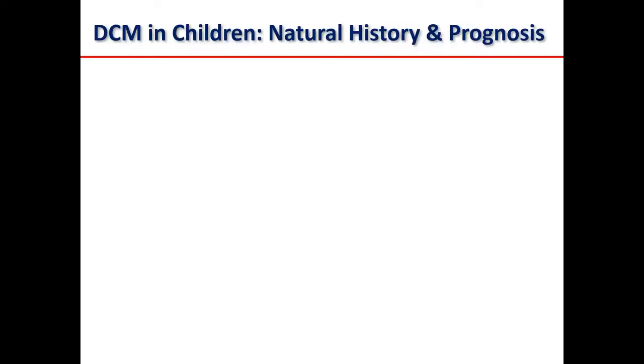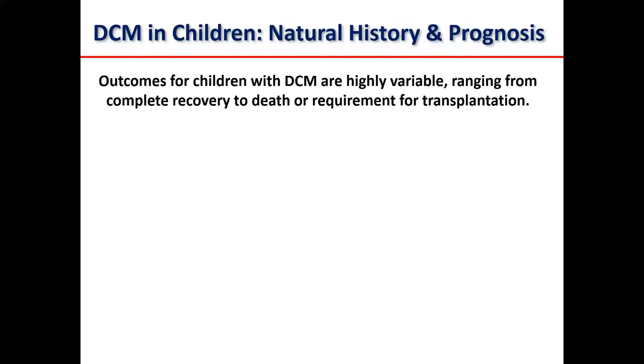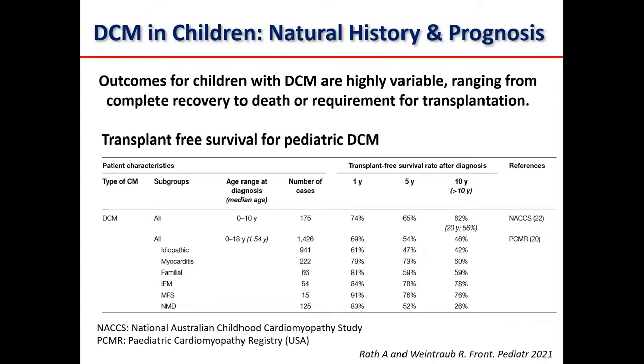Now, let us finally look at the natural history and prognosis of patients with DCM. It's highly variable. I'm sure all of you who are seeing such patients would see that some patients totally recover. However, others continue to go into heart failure and end-stage heart failure, and some of them die. In two big studies, one from Australia and the other from the USA, the one-year survival was about 60%. Five-year survival was about 50%, and at 10 years, the survival was about 40 to 45%, as you see over here. This is the US registry. In the Australian registry, the survival was a little better at 1, 5, and 10 years. However, they also reported a 20-year survival, which was 56%. So overall, I would say about half of the patients, or a little less than half, do survive.